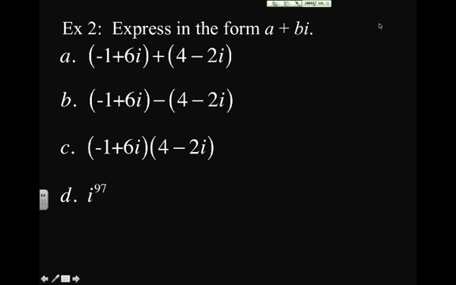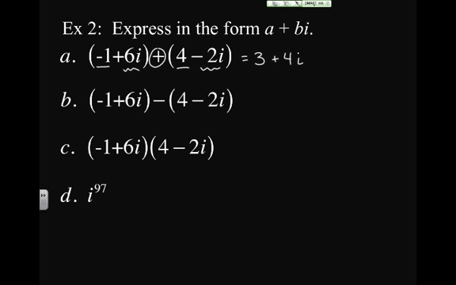So expressing in the form of a plus bi, we can see these mathematical operations. Notice this is addition. Please don't multiply it just because you see parentheses. So we've got -1 plus 4 gives us 3. And then we've got 6i and -2i. Again, just like terms, we add them together and we get plus 4i.